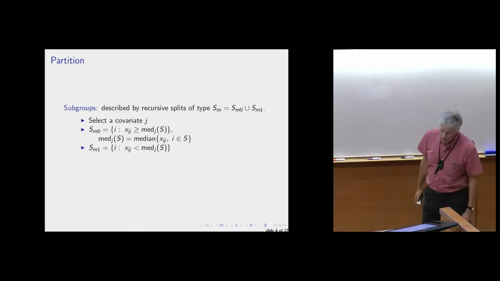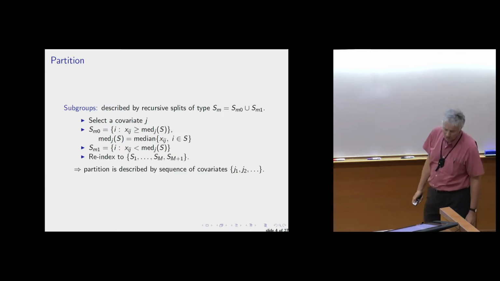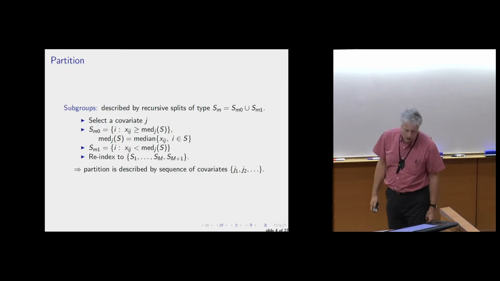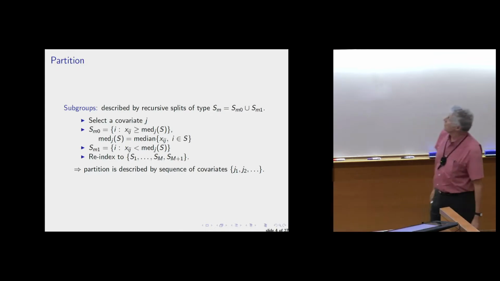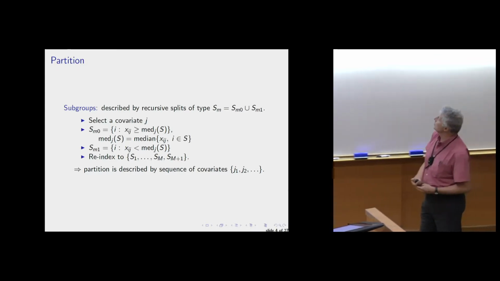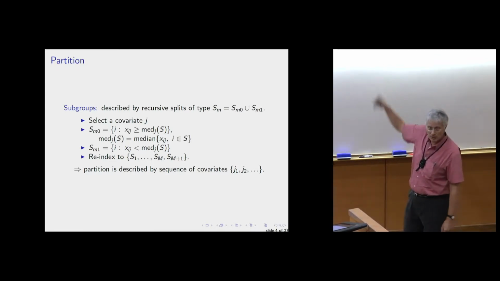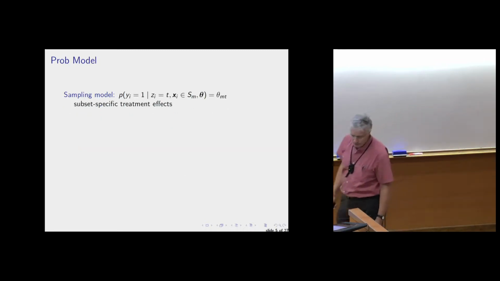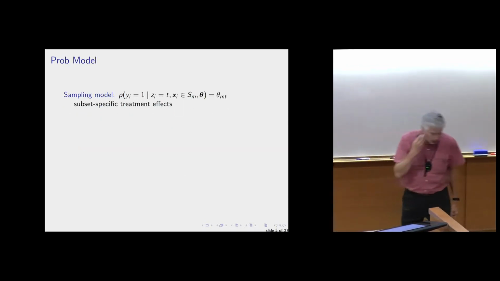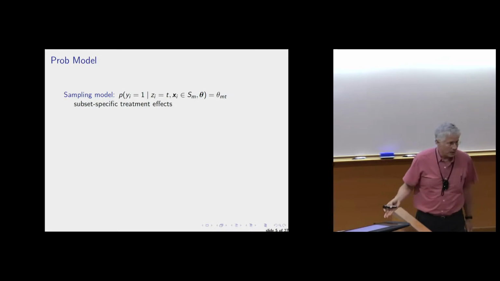The splits are always on the median relative to the respective parent population. And thus all we need in the end to record one of these partitions is the sequence of covariates on which we split. So that outlines the process.